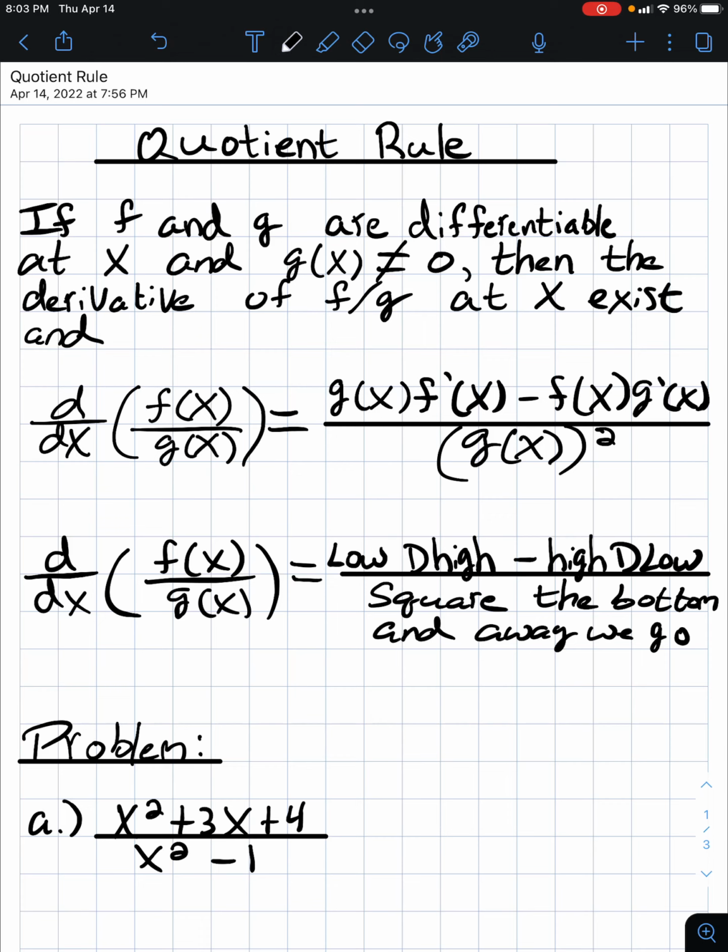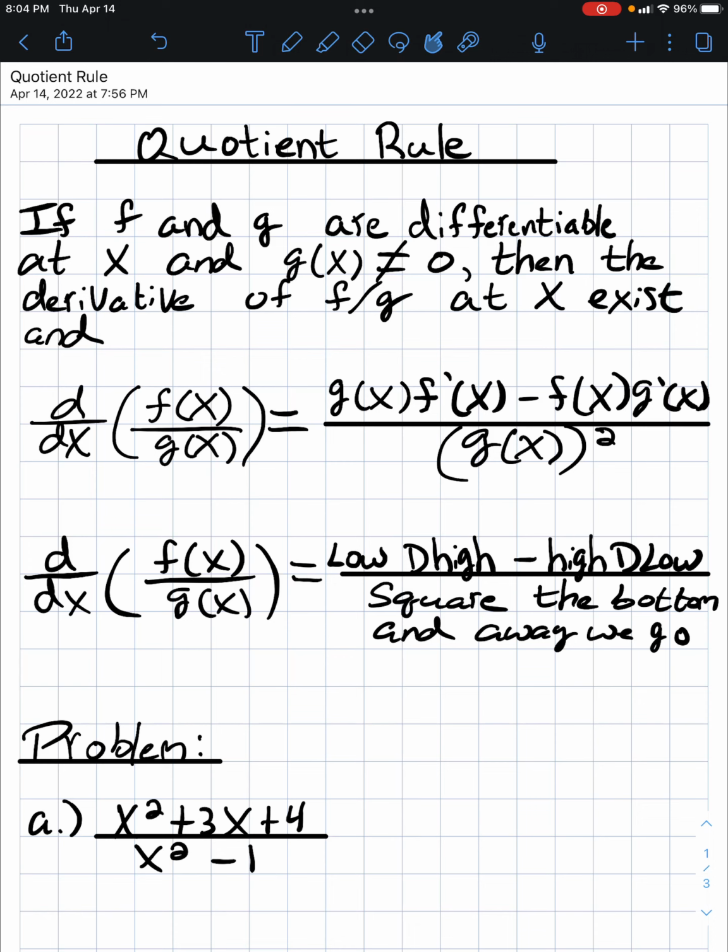Now a quick way of remembering the quotient rule is by saying low d high minus high d low. So you take the low term, or g of x, then you take the derivative of the high term, f of x, so low d high, minus high, your numerator term or f of x, times the d low, the derivative of g of x, the denominator. Then we square the bottom, and away we go. That's just another way of remembering the quotient rule.